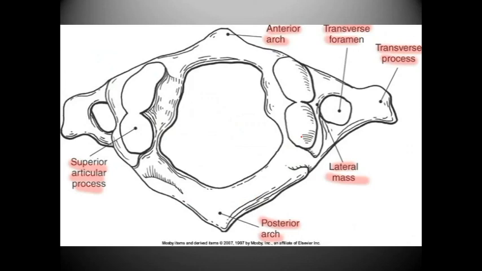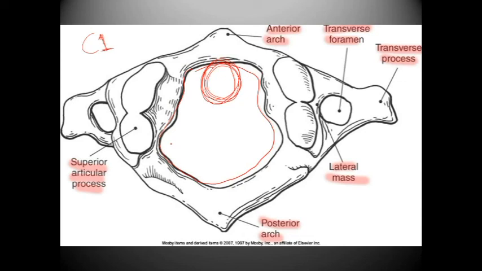Okay, this is basically C1. So probably want to write that on your PowerPoint, but this is C1. Notice we have an anterior and a posterior arch, and so basically we don't have a vertebral body, but we have this big, huge open spot on the inside. And so this is where you're going to see the odontoid process, or the dens of C2, actually reside.